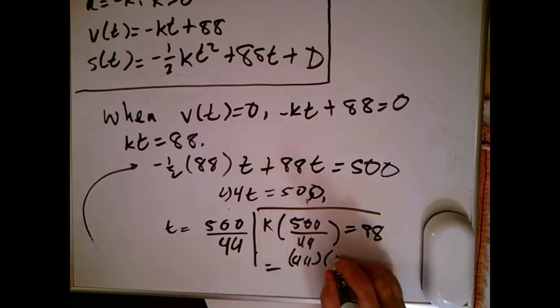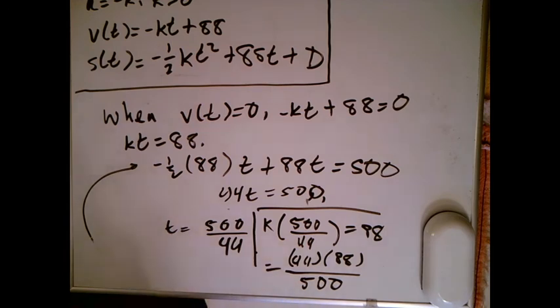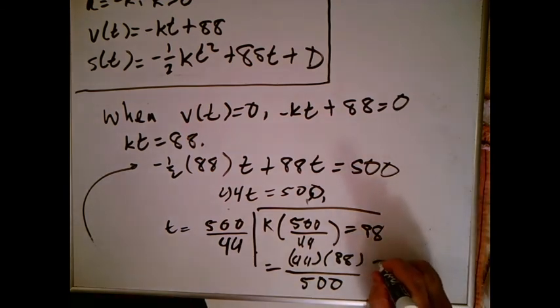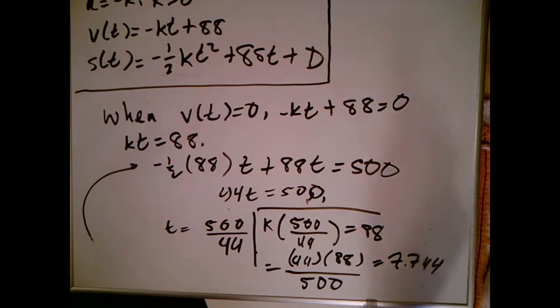And so I'm going to get 44 times 88 over 500. I am going to let my calculator do this. I think it's going to be 7 point something, but I'm really going to let my calculator do this. This is going to be 44 times 88 divided by 500. And we get 7.744 exactly.